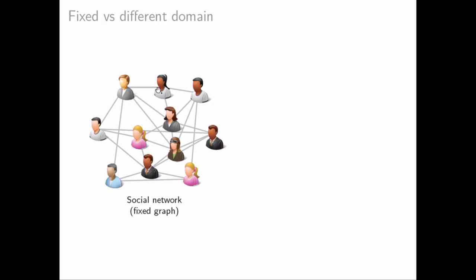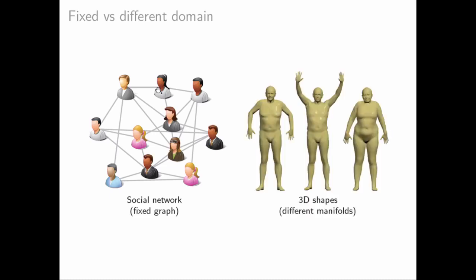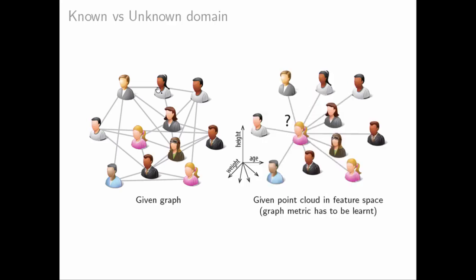We might also think about the setup where the domain is fixed. For example, in a social network, you might have the same social network but different functions that you observe on this network. Or you might have problems where the domain itself is going to be changing from one instance to the other. For example, if you want to do shape correspondence, every new data point is going to correspond to a new graph or a new manifold.